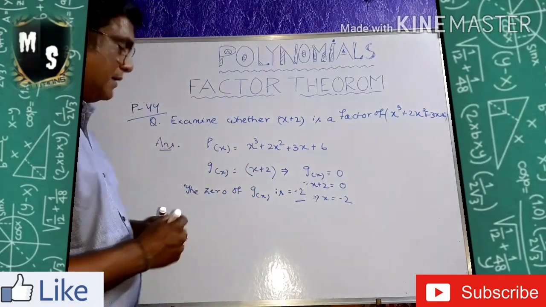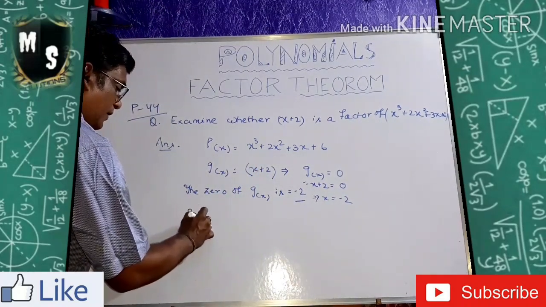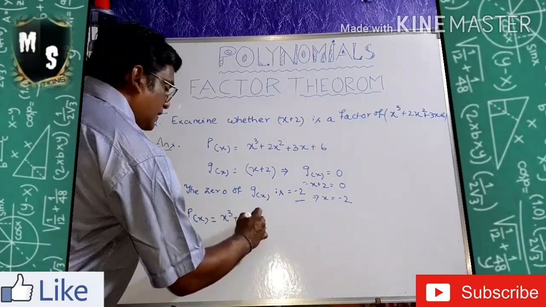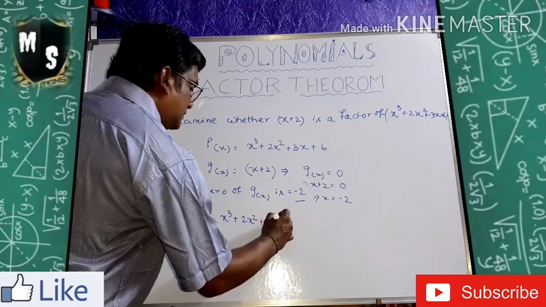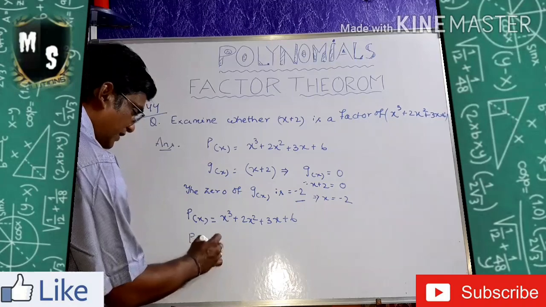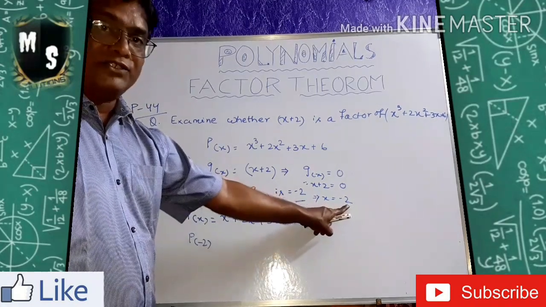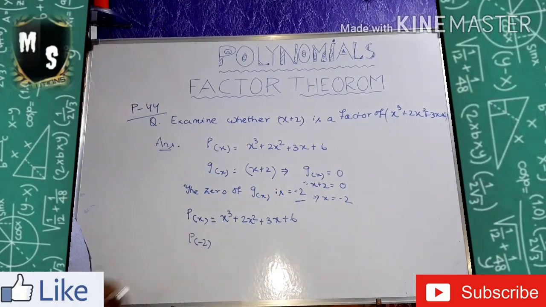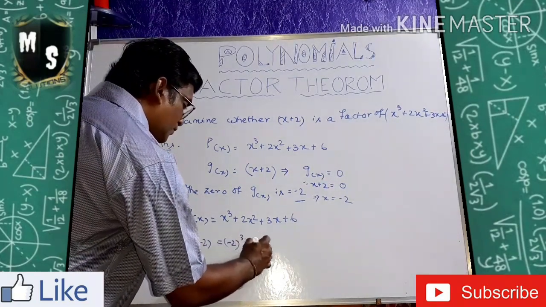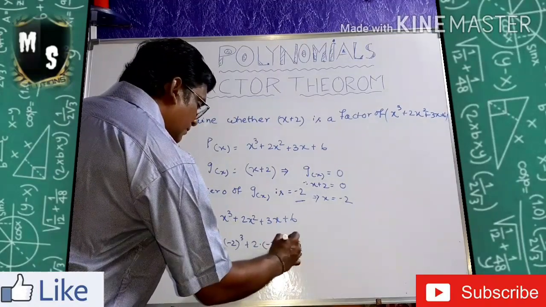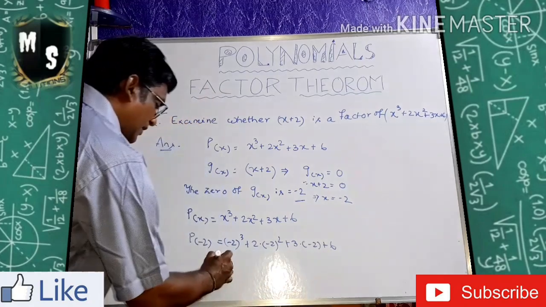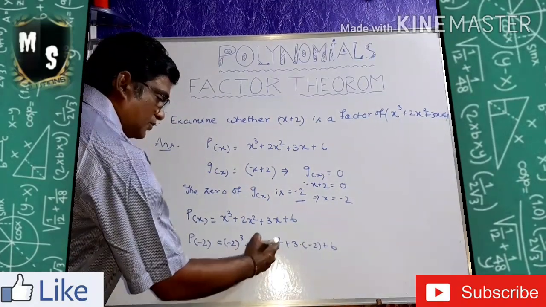Now put p(a). That means what is your polynomial? p(x) is equal to x cube plus 2x square plus 3x plus 6. Now what do I want to try? p(a). What is my a now? a is minus 2. So now I try p(minus 2), that is equal to (minus 2) whole cube plus 2 into (minus 2) square plus 3 into minus 2 plus 6. Now what is coming? Minus 8. Minus 2 square is 4.